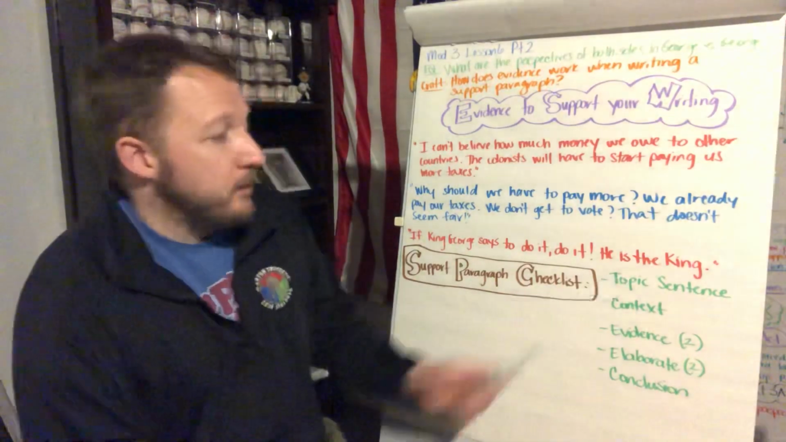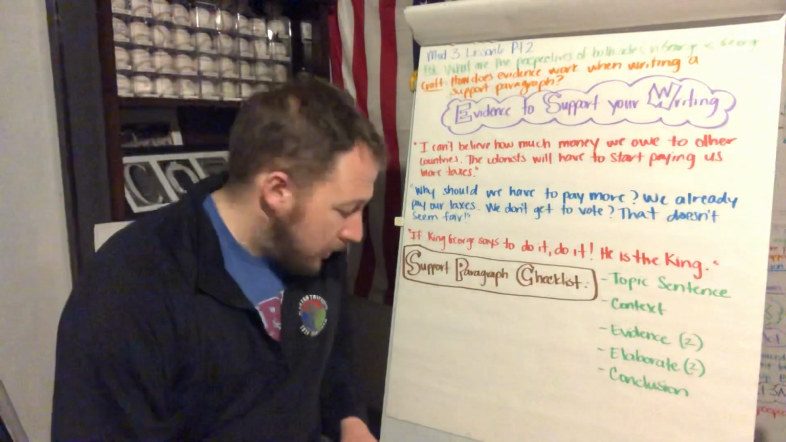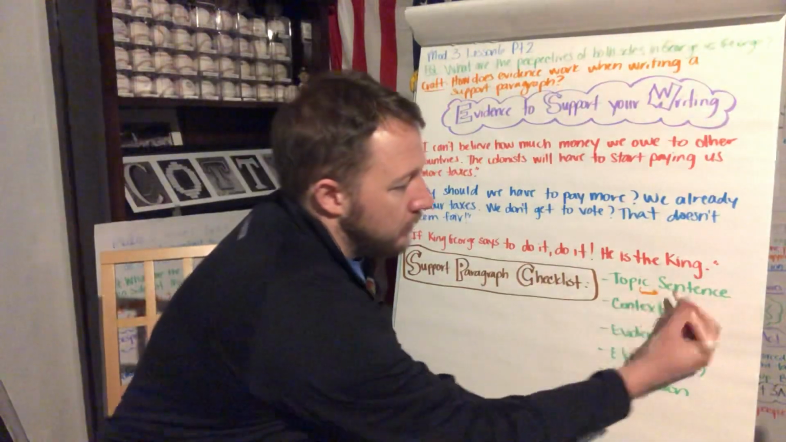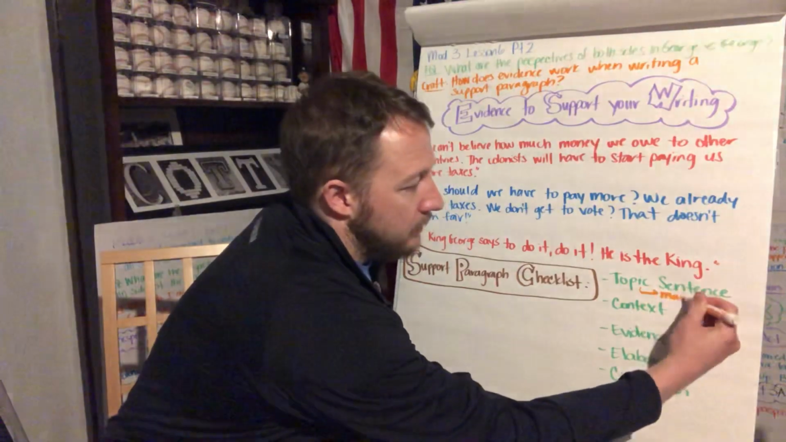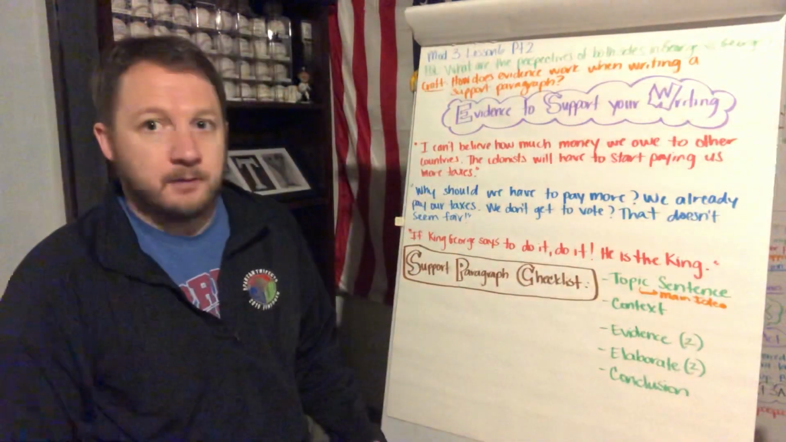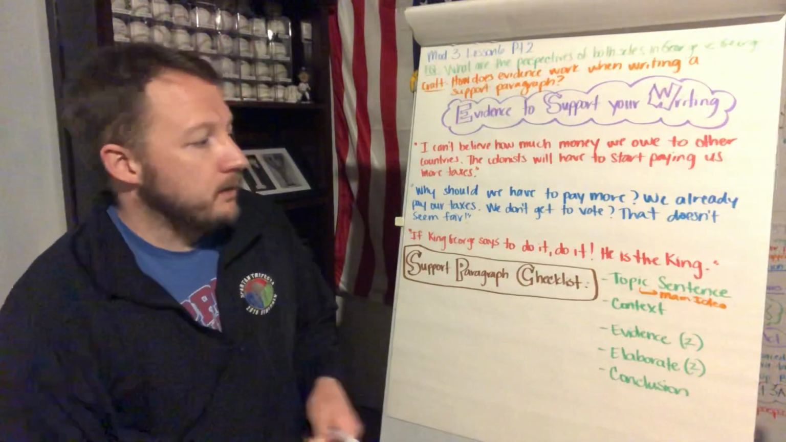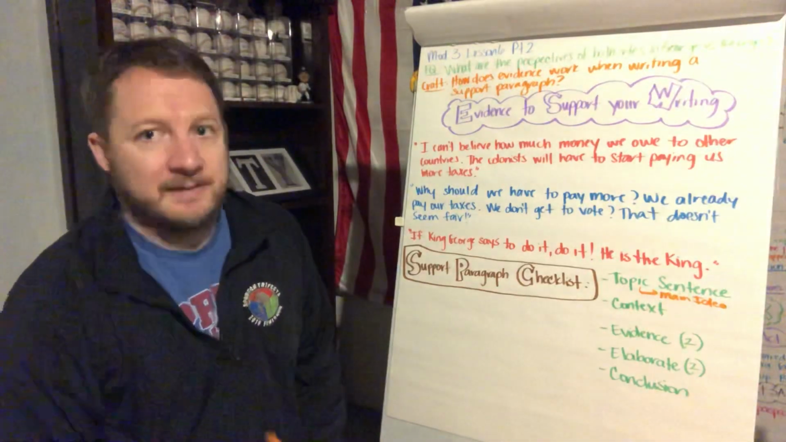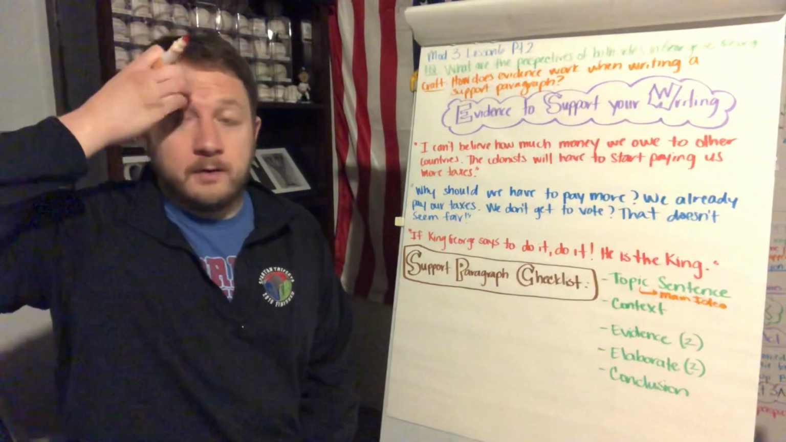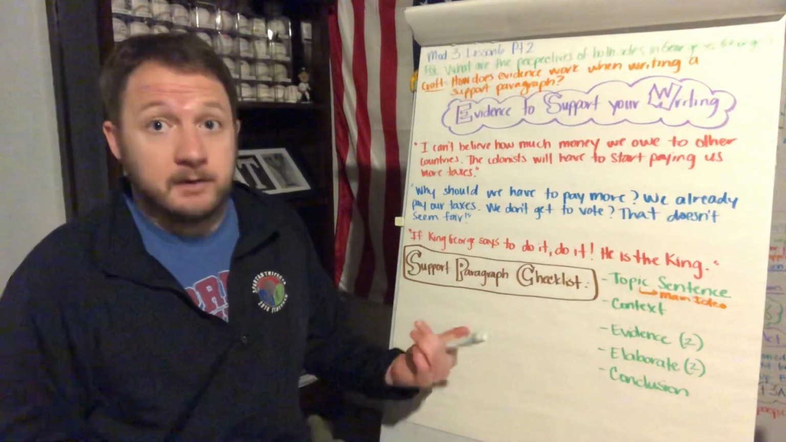So it starts off with your topic sentence, and if you remember, your topic sentence is essentially the main idea and tells what your whole paragraph is going to be all about. Then the second thing on the list is context. Context might sound like a word that you've never heard before, or a word that you're not sure what it means or how it applies to writing.